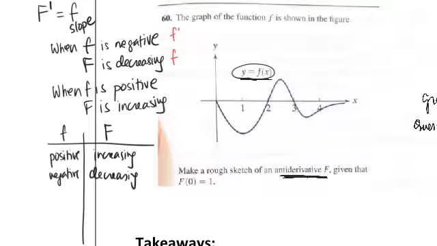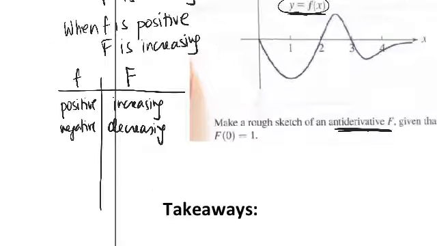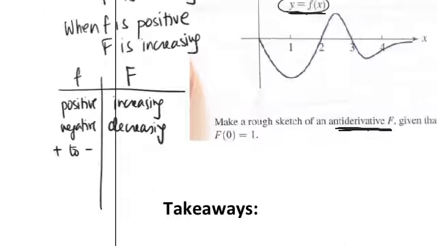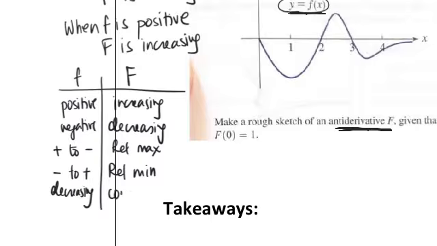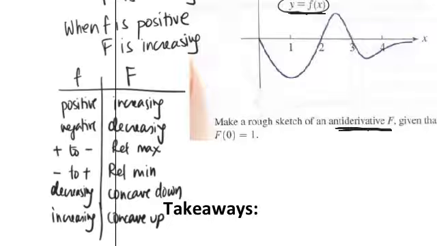If little f is changing from plus to minus, then big F has a relative max. If little f is going from minus to plus, then big F has a relative min. If little f is decreasing, then big F is concave down, right? If little f is increasing, then big F is concave up. We know all of this from the fall.